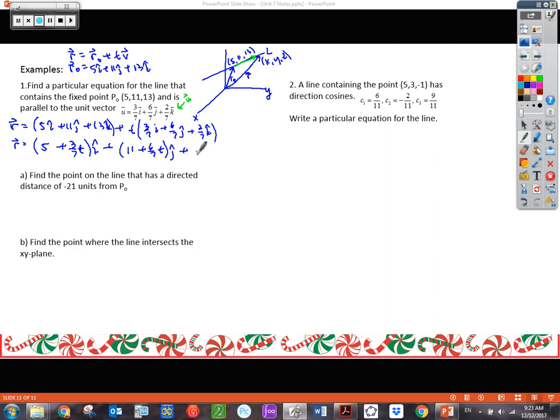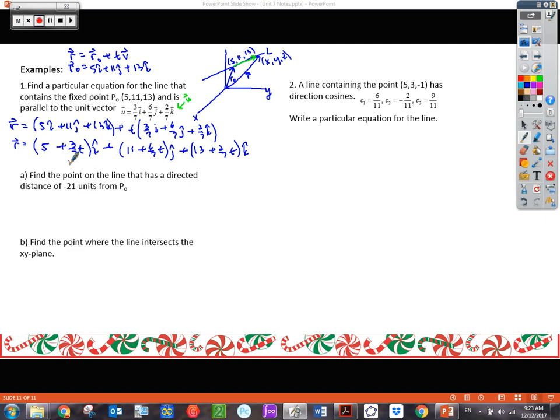Plus, then I have 13 plus 2/7 t, and that's my k component. Now let's just talk about what we just did. This is the very first time that we have seen a variable in the z component or the y component or the x. Look, notice how we have a variable in there. We actually have a little expression. It's not just a number.